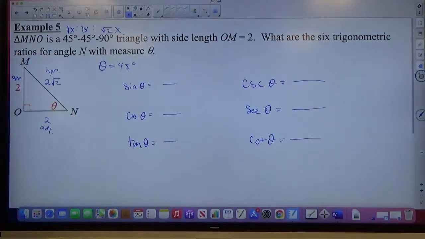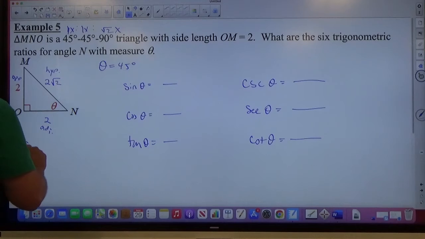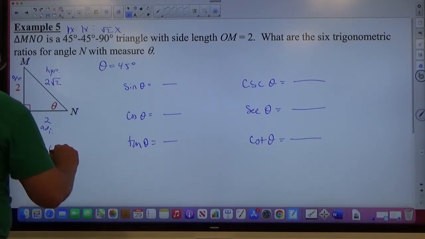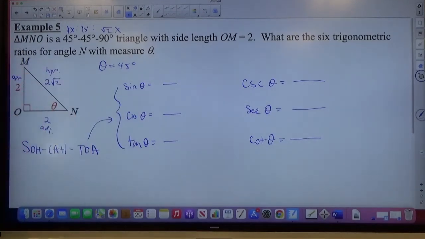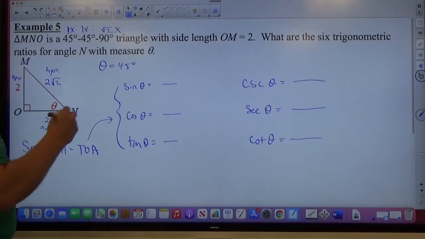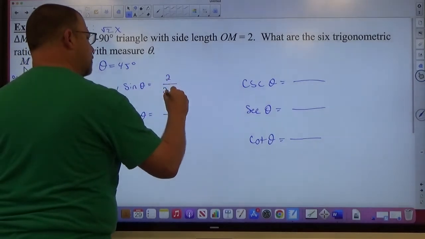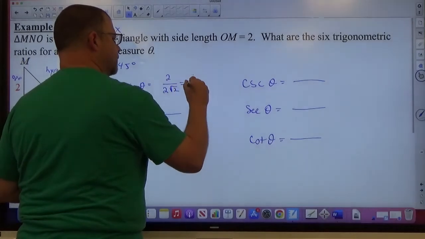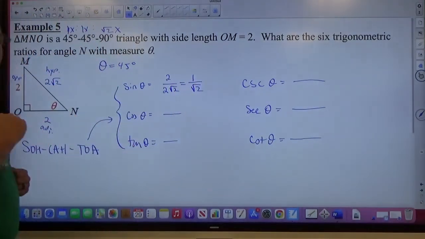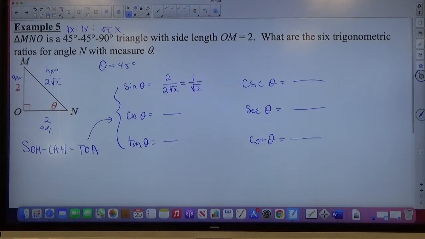We're going to use SOHCAHTOA to set up the relationships. Again, SOHCAHTOA gets us these 3. Sine is opposite over hypotenuse. That's 2 over 2 times the square root of 2, which is 1 over the square root of 2. Okay, I'm going to fix that in a minute, not yet. All right. Is everybody comfortable with sine being 1 over the square root of 2 for now?